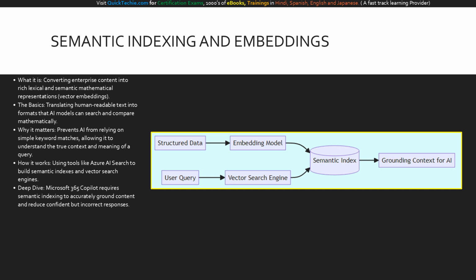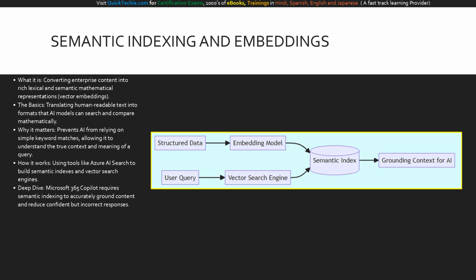On the far left side, we see our structured data flowing directly into the embedding model. The embedding model's job is to translate human-readable text into mathematical vectors, capturing the true semantic meaning. These vectors are then safely stored in the semantic index database node located in the center.